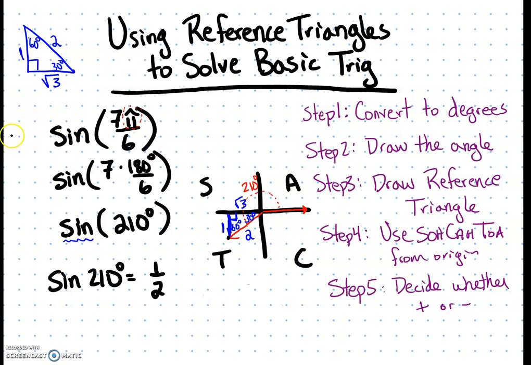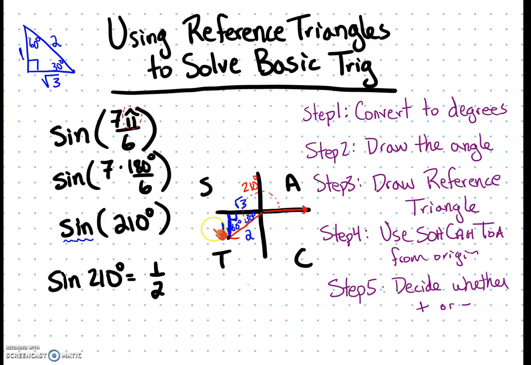All students take calculus. What does that mean? That means that up in this first quadrant, sine, cosine, and tangent are all positive. In the second quadrant, only sine is positive, the other two are negative. Down here, only tangent is positive. Both sine and cosine are negative. And in the fourth quadrant, only cosine is positive. Sine and tangent are both negative.